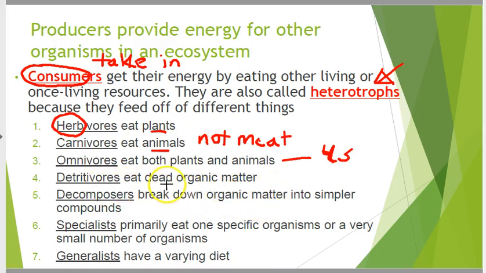Detritivores. Detritivores eat dead things. What's an example of one of these? Vultures, buzzards, they're detritivores. They eat dead things. Right? Bacteria, fungus are all detritivores. They eat dead things. Right? Anything that'll decompose is a detritivore.